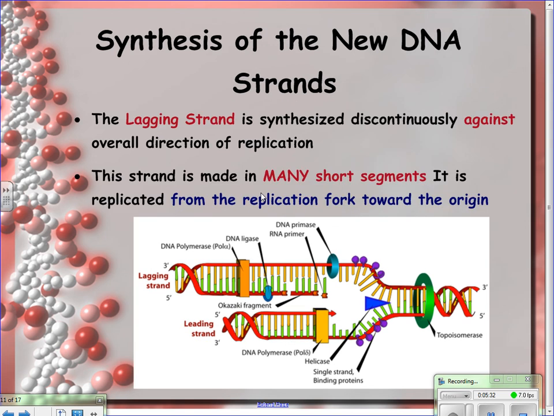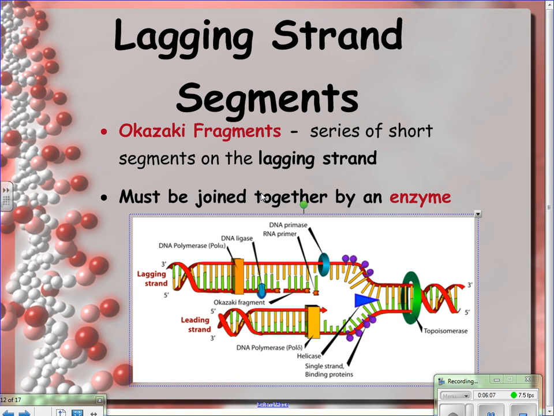The lagging strand synthesizes discontinuously. So if we look at the top, which is our lagging strand, as the replication fork opens this way, notice that the DNA replication on the lagging strand is backwards. In other words, there's a lag in which nucleotides can be added. DNA polymerase needs to wait until this opens up more, and then we can synthesize more. So what we end up with are very short segments. Now, these segments are called Okazaki fragments. So this is an Okazaki fragment right here.